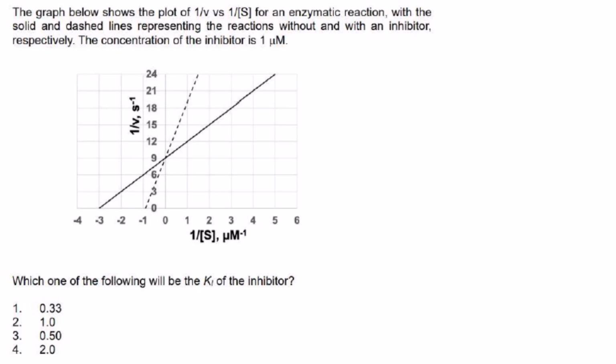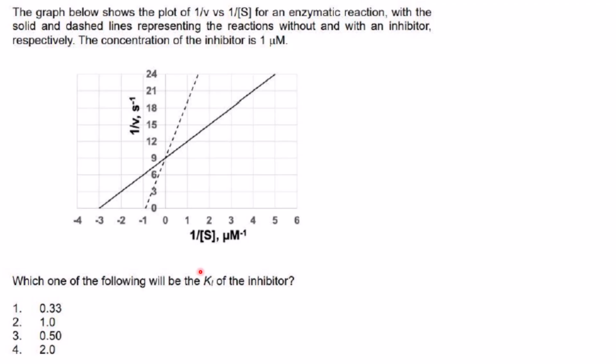Then the next one. The graph below shows the plot of 1 by V versus 1 by S, that is your Lineweaver-Burk plot, for an enzymatic reaction with the solid and dashed lines representing reactions without and with an inhibitor. So this line is without inhibitor, and this line is with inhibitor. The concentration of the inhibitor is 1 micromolar that they have given. Now, which of the following will be the Ki of the inhibitor?